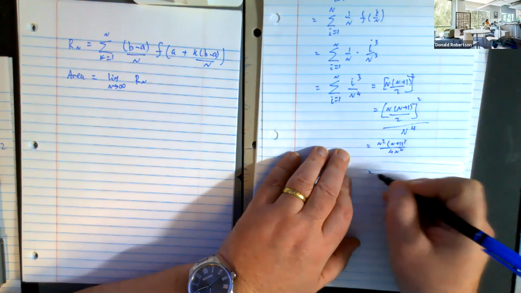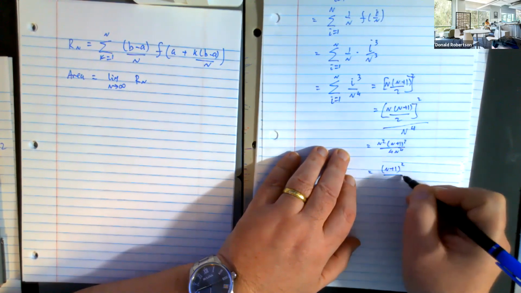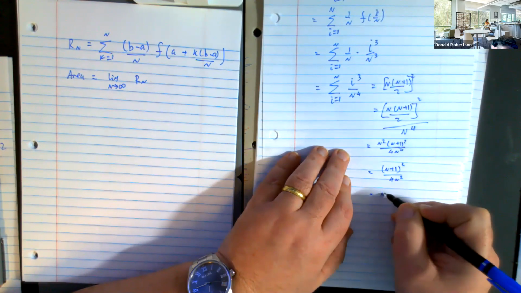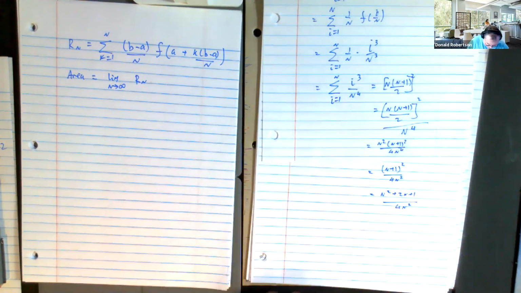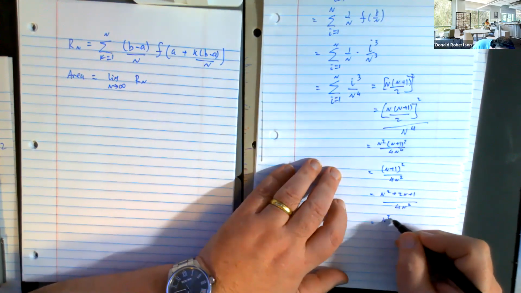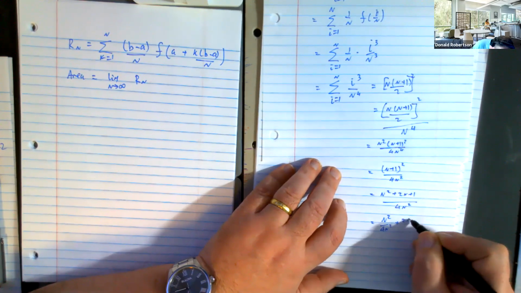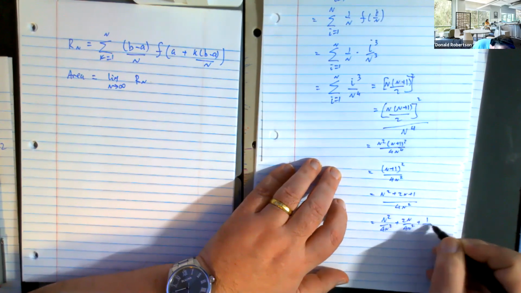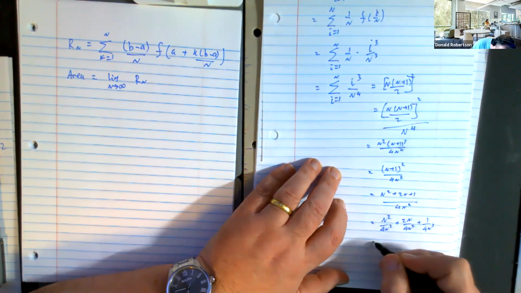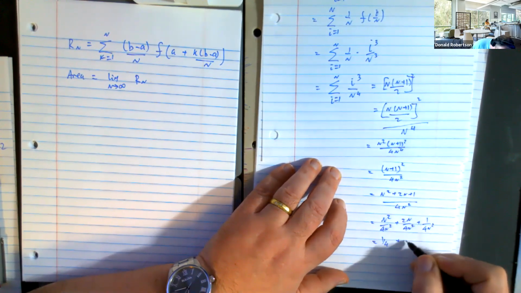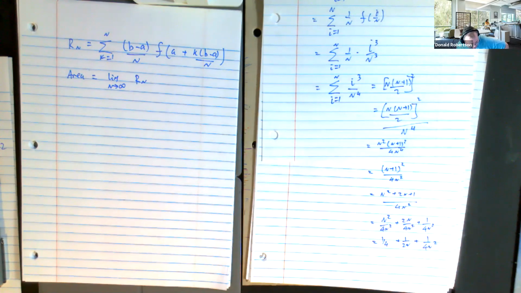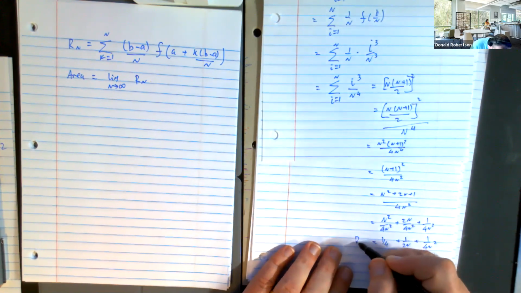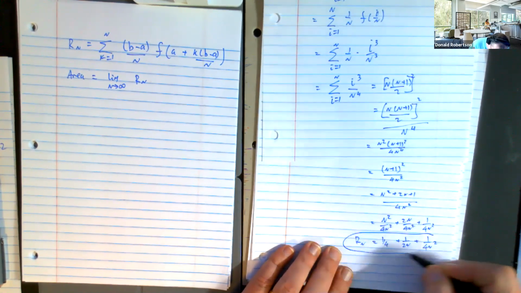I'm going to cancel some n squareds. I'm then going to multiply out the top. I'm then going to separate them into 3 distinct pieces. And this guy cancels and gets me a quarter. This guy cancels and gets me that. And this guy gets me that. So what I have found is that Rn is that guy.